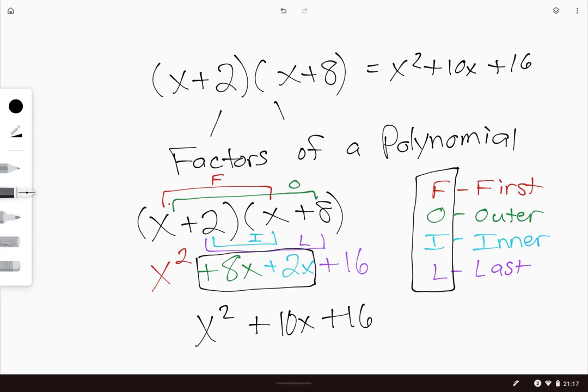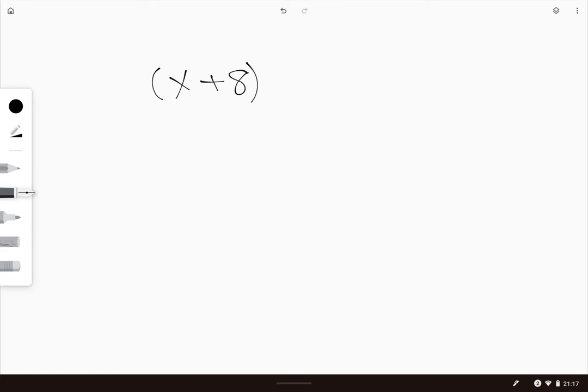I'm going to show you 3 more examples that will prove beneficial for your assignment today. Okay? So let's look at our next one. If we have here x plus 8 times x minus 3. All right, so using my FOIL method, I'm going to multiply the first terms of each parentheses. So x times x, I keep the base and add the exponent, so that's going to be x squared.